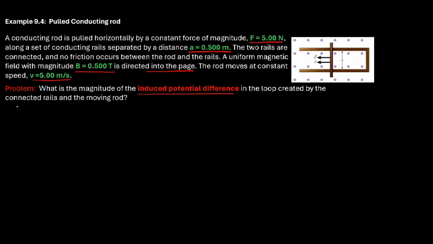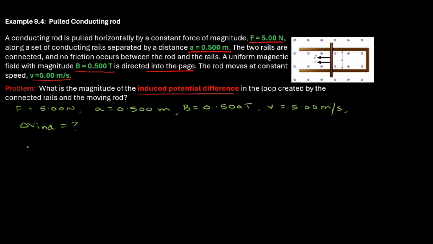So let us first write down what is given to us. We have the force F with which the rod is being pulled, which is 5 Newton. Then I have this separation between the rails, which is A equals 0.500 meter. Then we have the magnetic field B, 0.500 Tesla. And I have the speed V with which the rod has been moved, 5 meters per second. I need to find the induced potential difference.